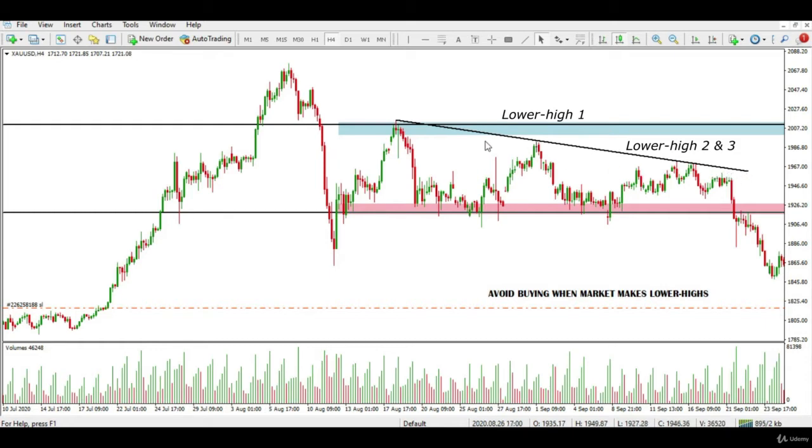Guys, this diagonal resistance is signaling the control of sellers as buyers fail to push prices higher on gold. And all the price touches on this diagonal resistance presented small sell opportunities before price breakout to continue the bearish trend. This is all that this guideline is about. Now let us study one more example on daily charts as well.